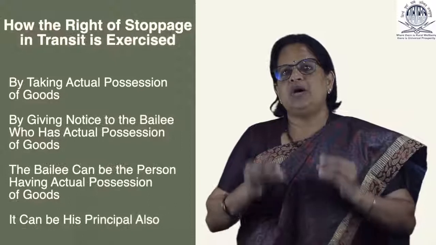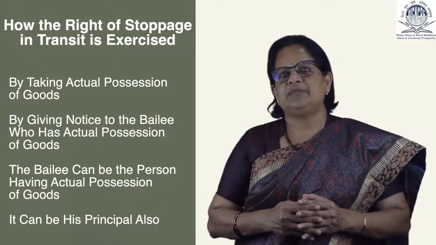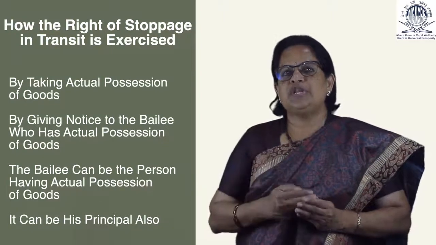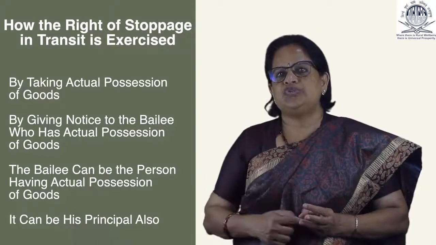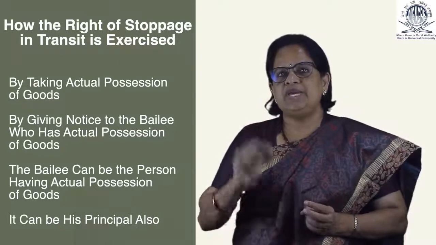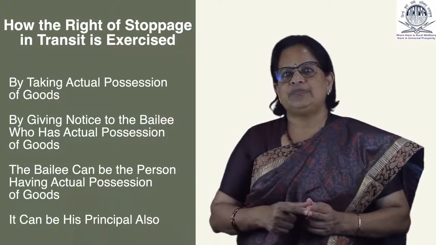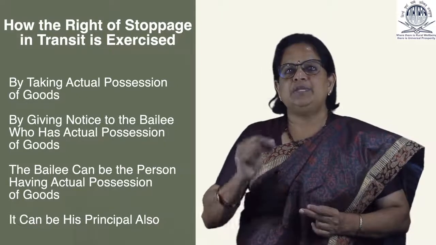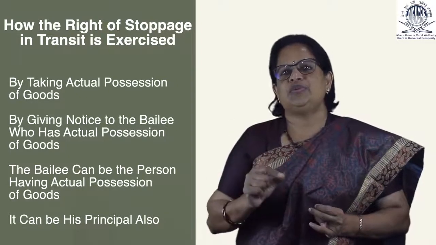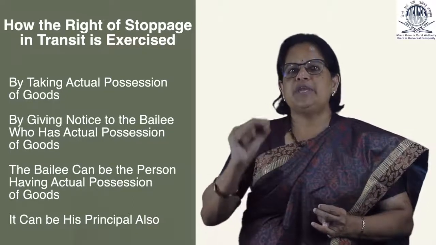I hope it's clear what is the distinction between lien and stoppage in transit. Now let us see how the right of stoppage in transit can be exercised by the unpaid seller. Two points are important in this regard. First is by taking actual possession of goods. Second is by giving notice to the bailee who has actual possession of the goods. Now, who is a bailee? Bailee can be the person who has actual possession of the goods, for example, like a godown manager, or it can be the principal of the buyer also.